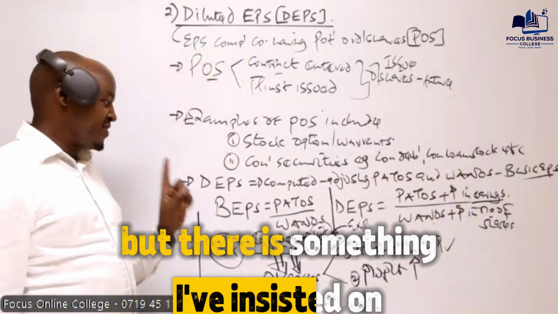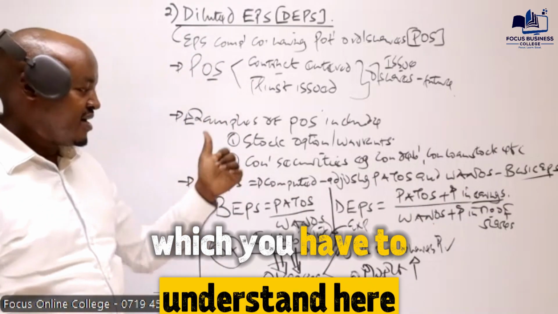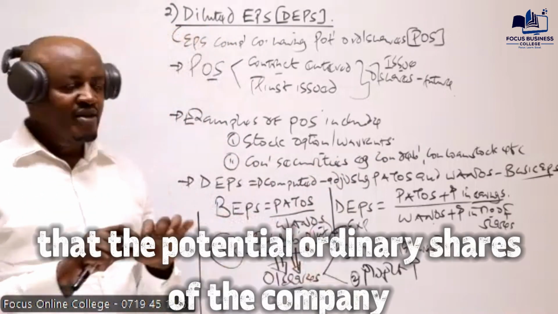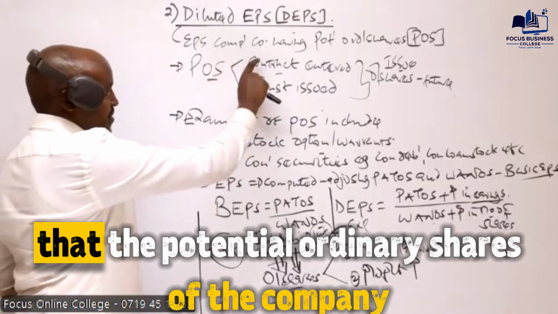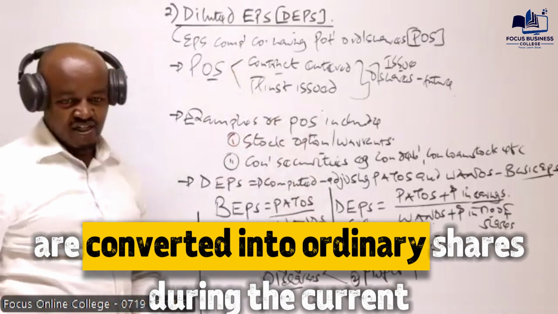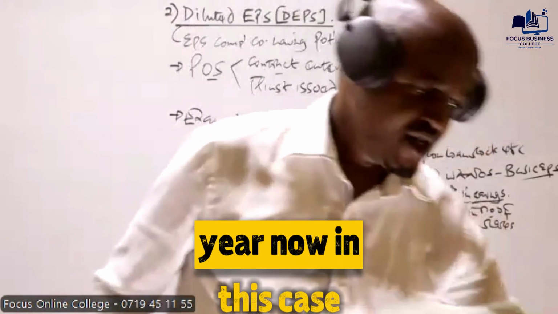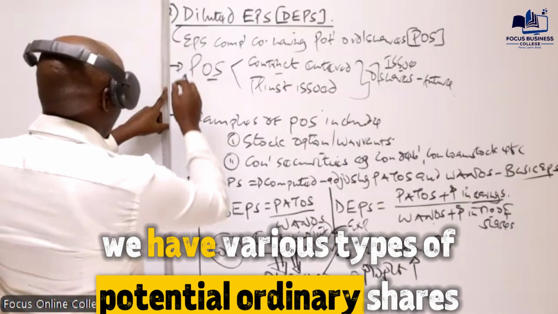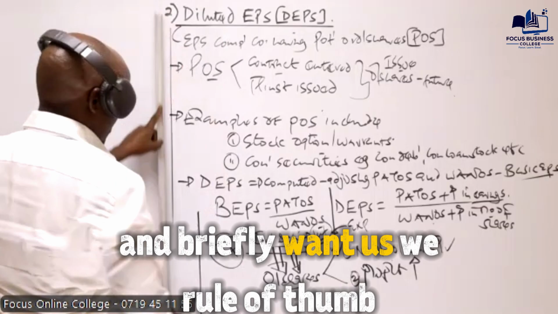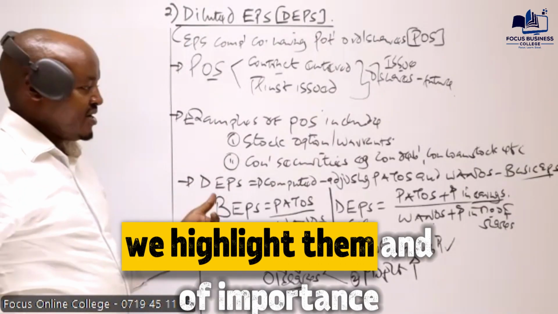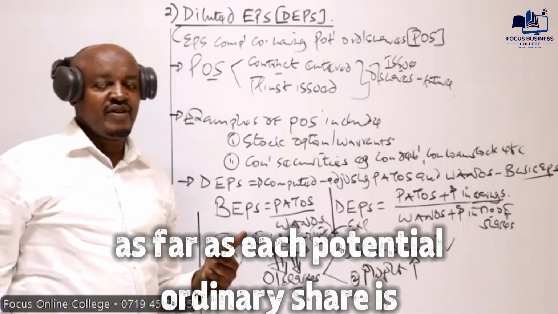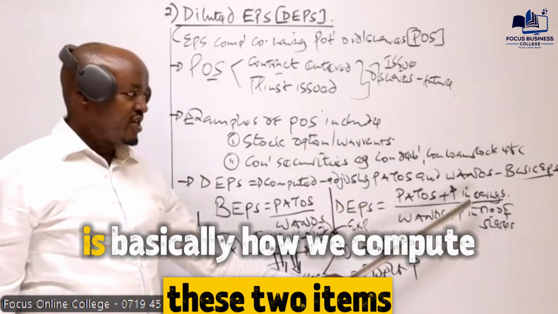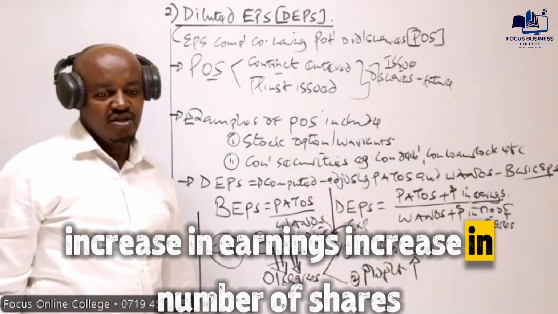But there is something I've insisted on, which you have to understand here. We compute this diluted earnings per share on an assumption that the potential ordinary shares of the company were converted into ordinary shares during the current year. In this case, we have various types of potential ordinary shares, and briefly I want us to look at them and highlight them. What you need to understand for each potential ordinary share is how we compute these two items: increase in earnings and increase in number of shares.